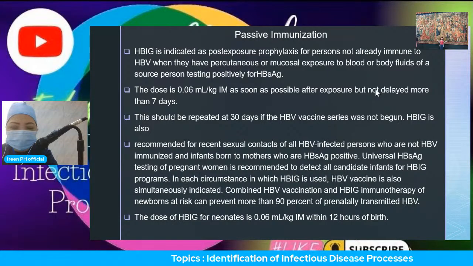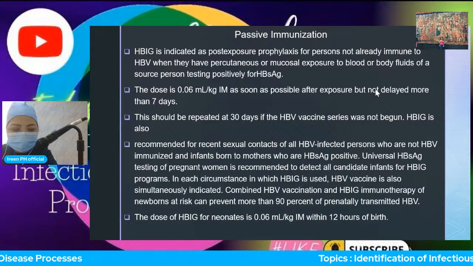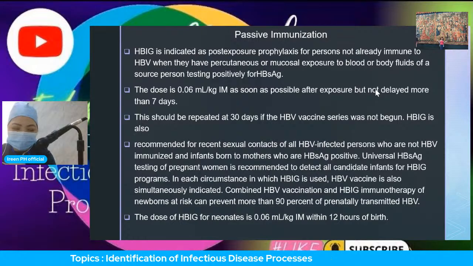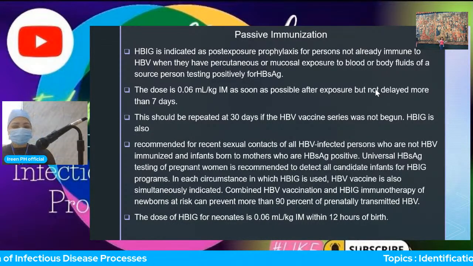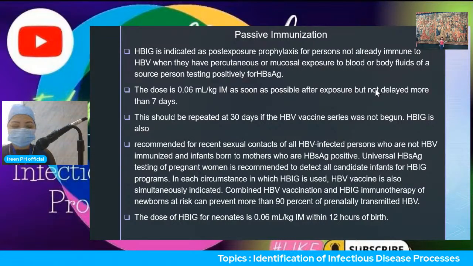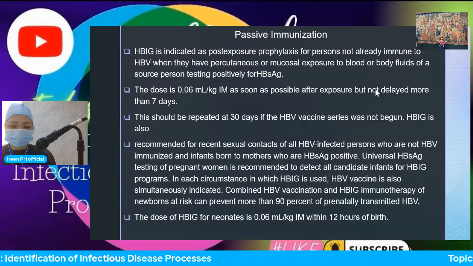Combined Hepatitis B vaccination and HBIG immunotherapy of newborns at risk can prevent more than 90% of perinatally transmitted Hepatitis B. The dose of HBIG for neonates is 0.06 ml/kg IM within 12 hours of birth.